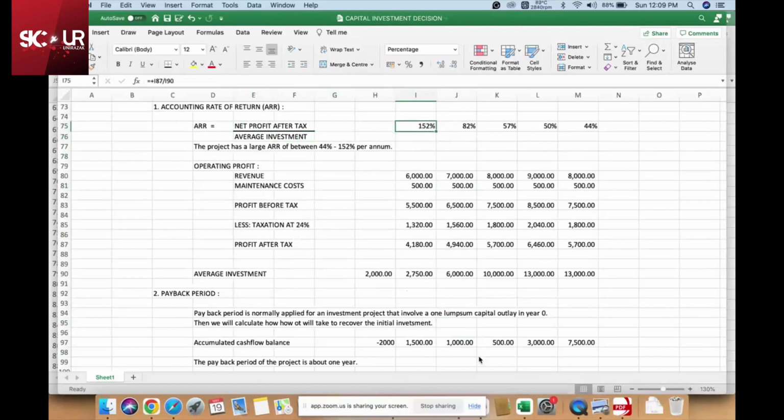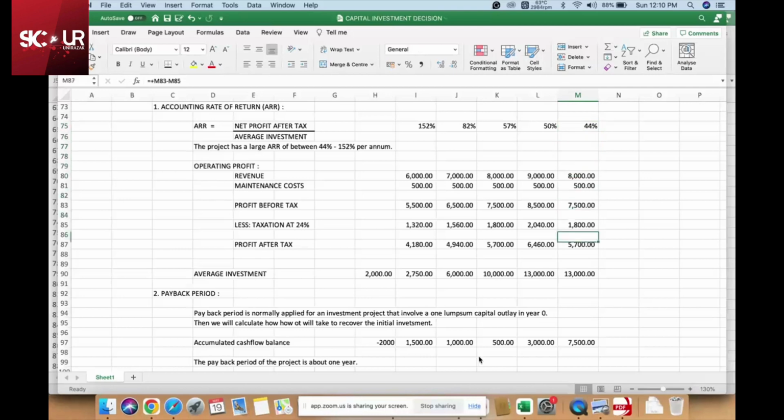152% in year one, 82% year two, 57% year three, year four, 44% year five. So it is high but declining, because the investment has become larger as it goes by. Okay, so that's your first calculation, the accounting rate of return.